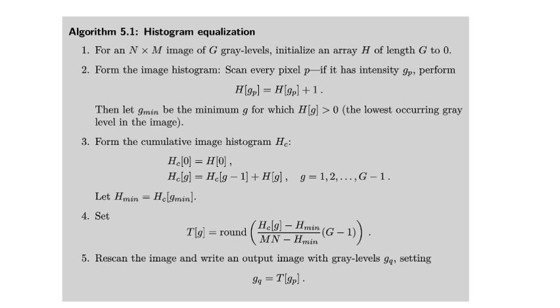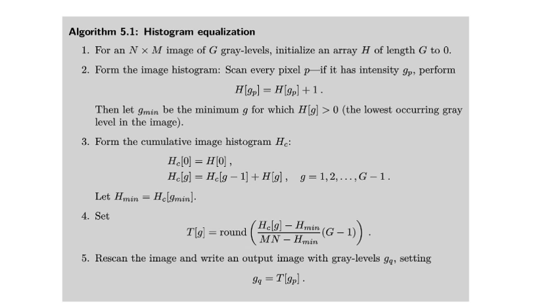Next, coming to the algorithm. Finally, what is histogram equalization? What are the steps? Take the input image, an n cross m image, which has some G gray levels. Let us initialize an array H of length G and make it initially 0. Then we form the histogram. How to form the histogram?